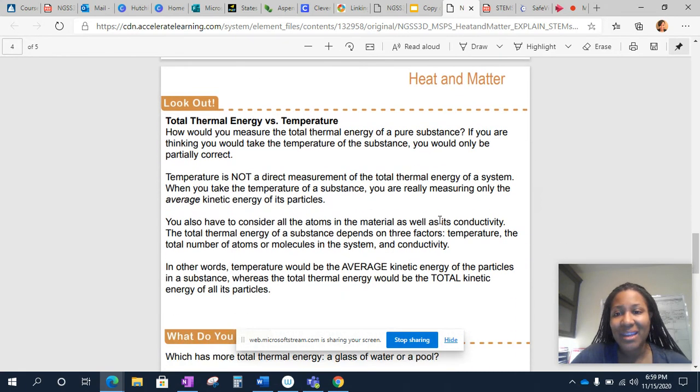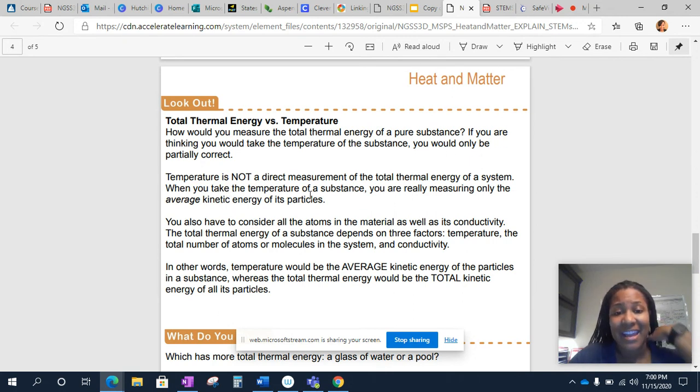Okay. Page 4. Look out. Total thermal energy versus temperature. Let's see how these two ideas are related to each other, thermal energy and temperature. How would you measure the total thermal energy of a pure substance? If you were thinking you would take the temperature of the substance, you would only be partially correct, right?